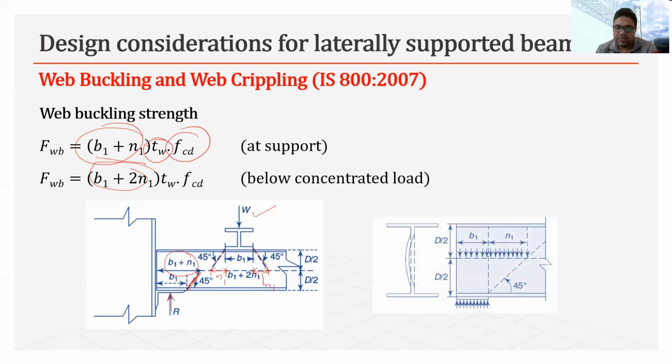So you can see the closer view here. The beam is resting on the seat angle, and the seat angle is offering this reaction, which is say R, and this reaction is dispersing at a 45-degree angle. So at the mid, this length is effective. Up to this length, web buckling may occur, which is just above the support. So web buckling may occur within this length B1 plus N1. B1 here is the length of bearing. So what is the length of bearing? That will be the B1 value.